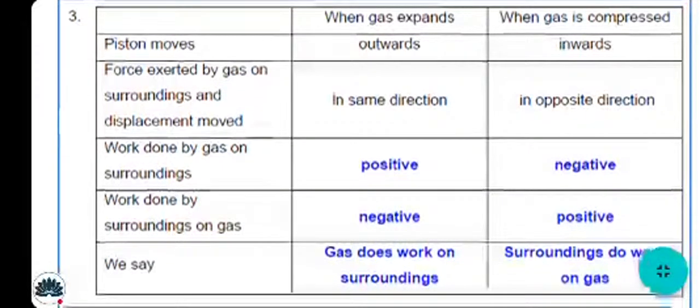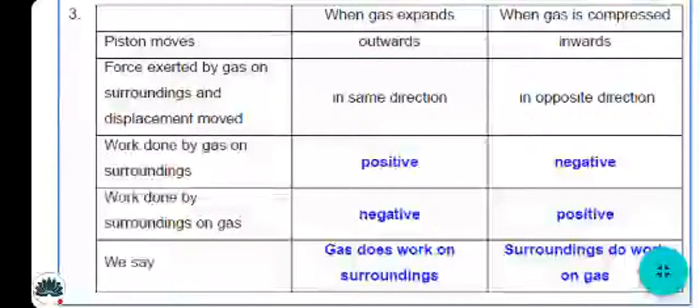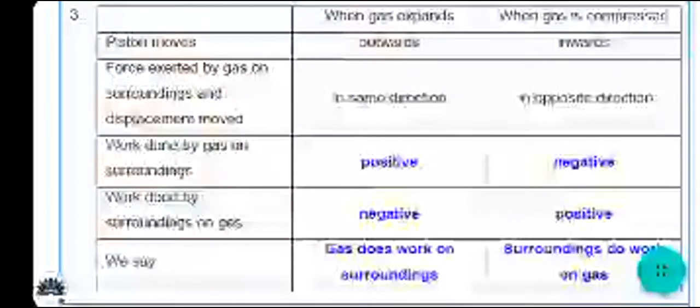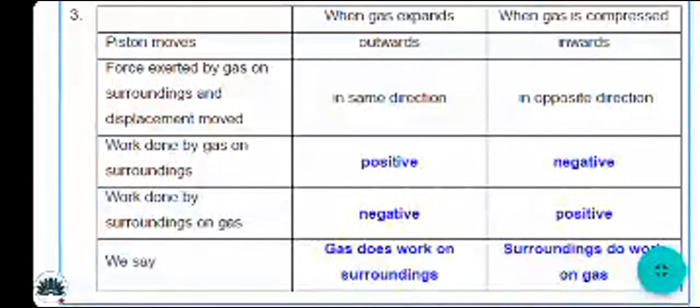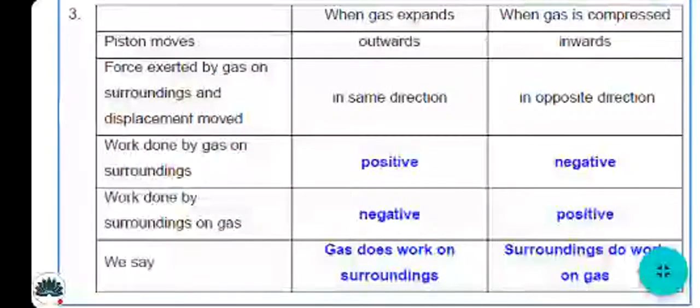Force exerted by gas on the surroundings and displacement moved are in the same direction when the gas expands. When it is compressed, it moves in the opposite direction. Direction matters. You're required to focus on this. Work done by gas on the surroundings: when the gas expands, this is very important, the work done is positive. When the gas is compressed, the work done is negative. I mean work done by gas on the surroundings.